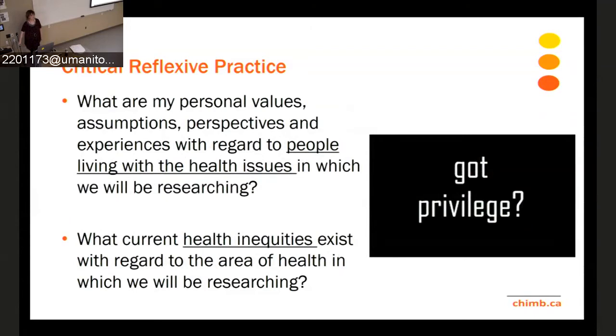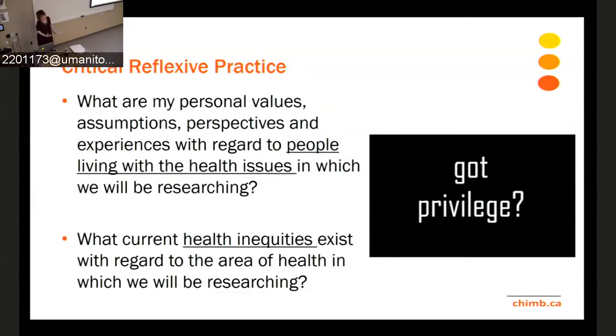What are my own personal values, my assumptions, my perspectives, and experiences with regard to the people living with the health issues in which we will be researching? Let's start thinking about that. Oftentimes we make a lot of assumptions about people who we want to engage, and who we're thinking about as far as the research project.